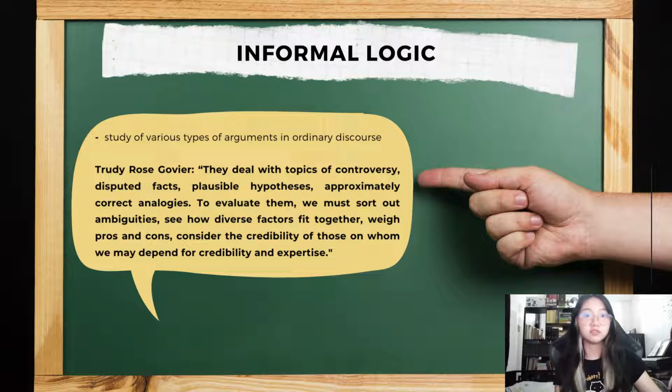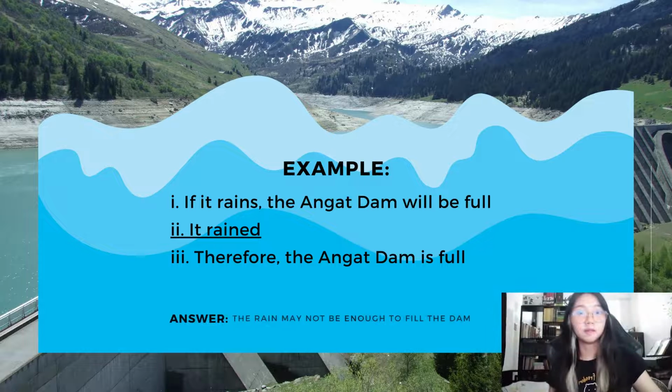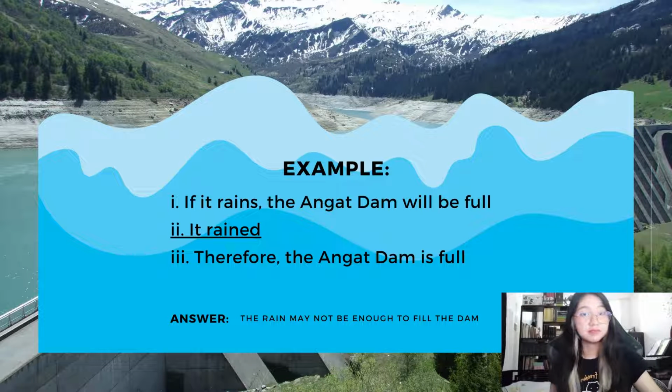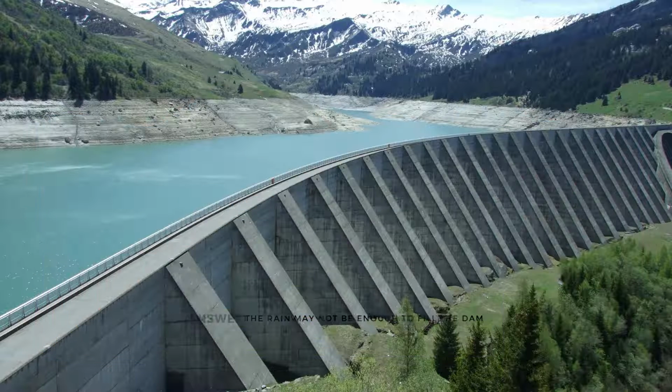As stated previously, informal logic is identifying, understanding, analyzing, and evaluating arguments in ordinary discourse, and it is not focused on the structure or template like you do in formal logic. Here's an example. The argument form is in a valid form, but if you take a look at its content, the conclusion does not follow the first two premises because the rain may not be enough to fill the dam.